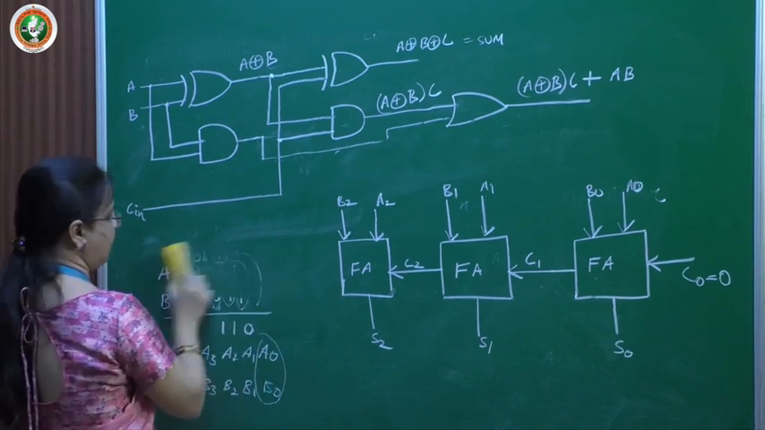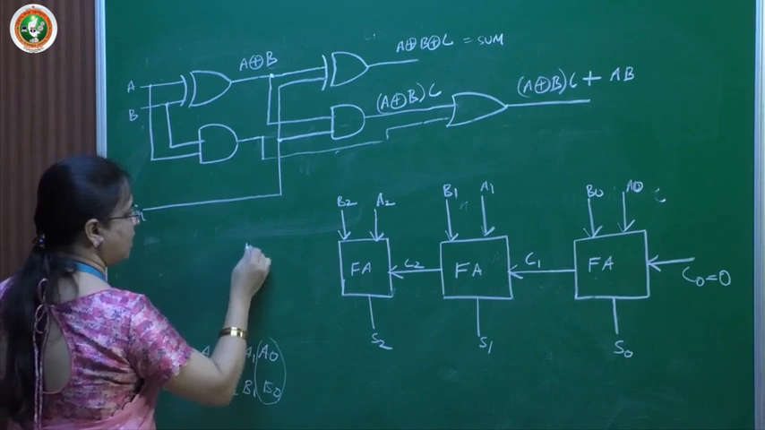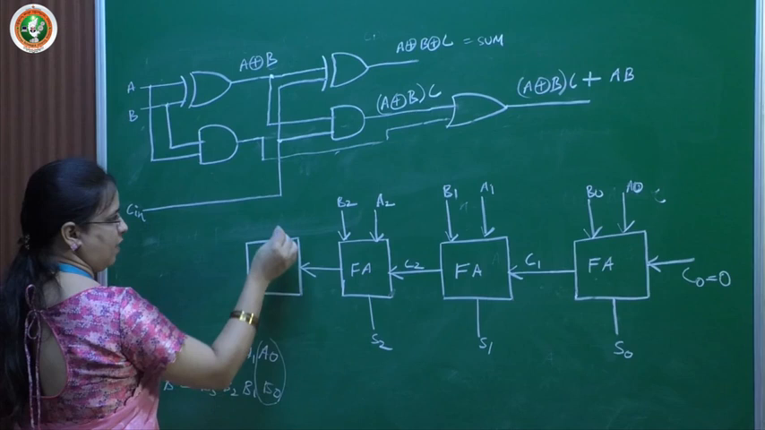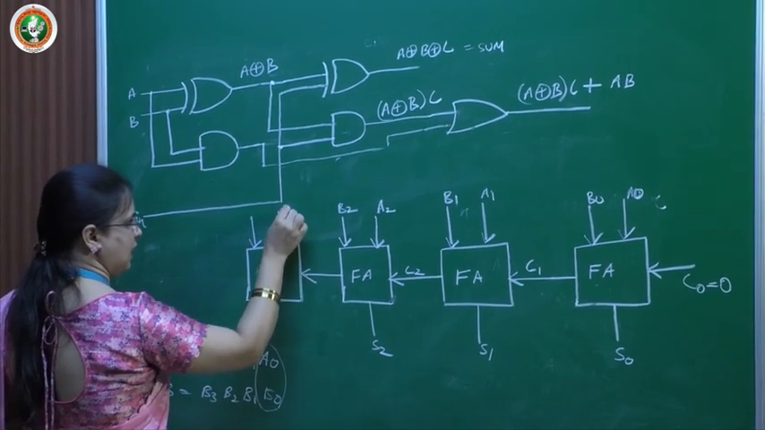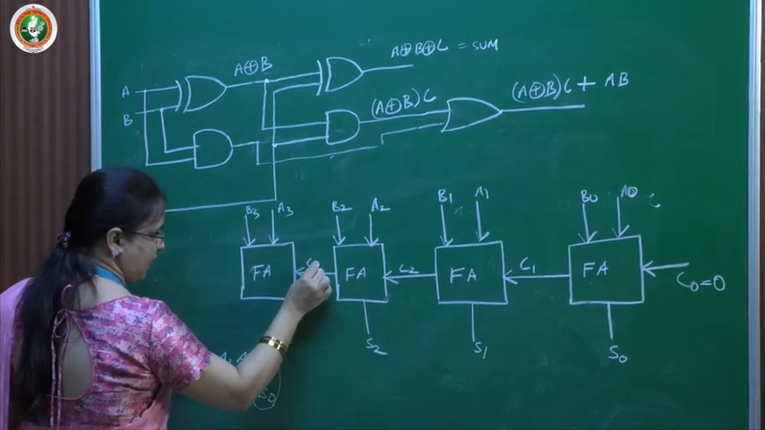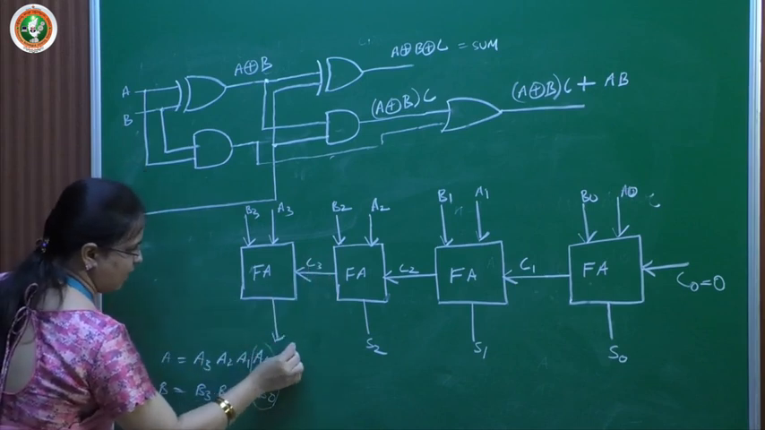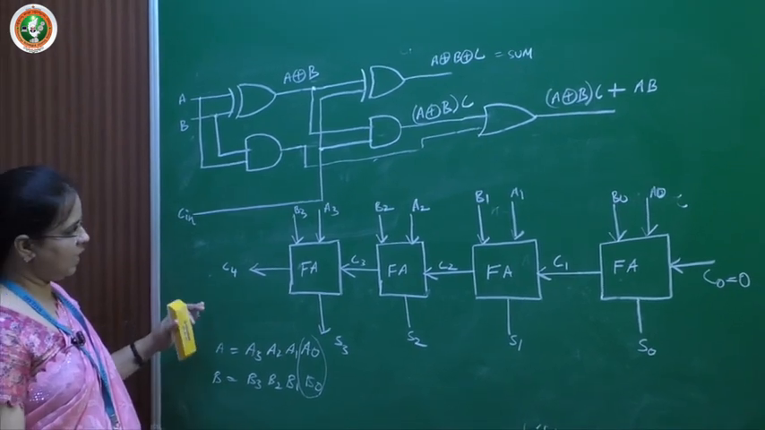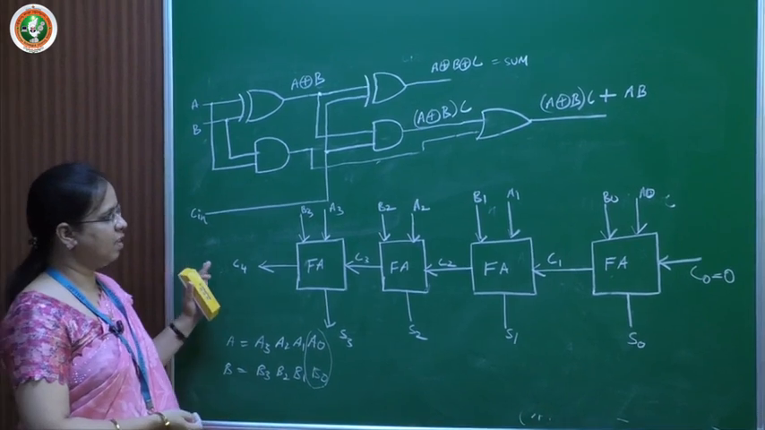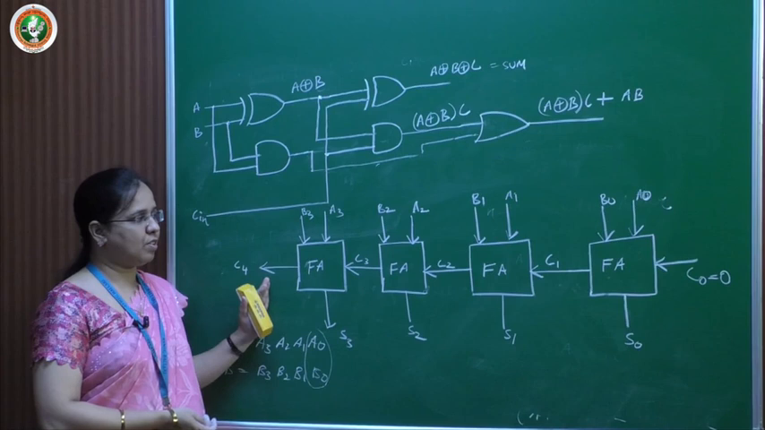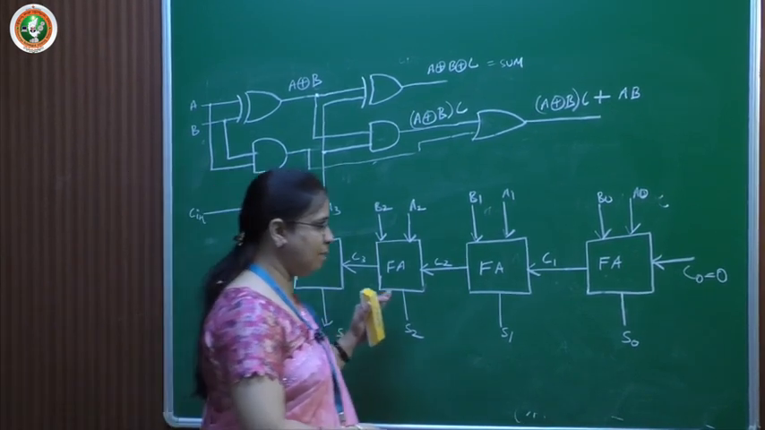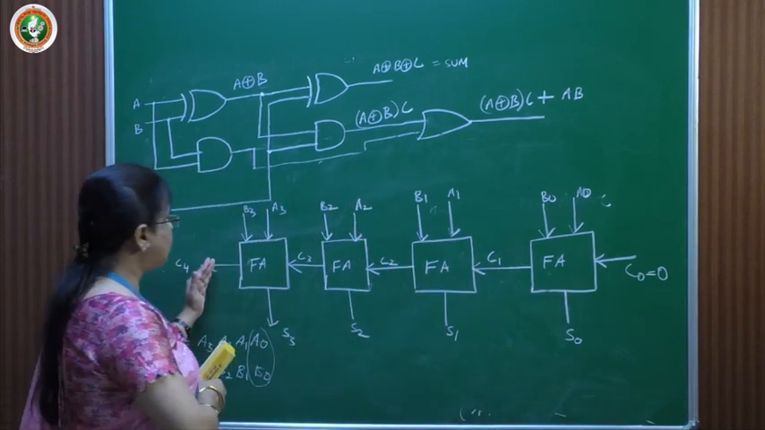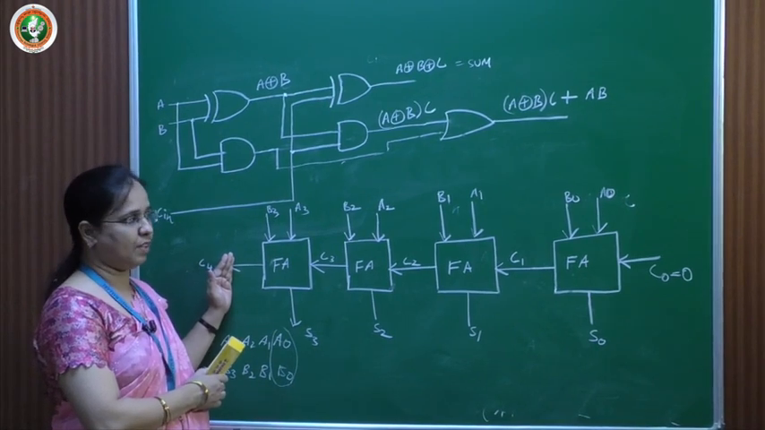In a similar fashion, I take the last full adder. Again, the carry will be generated from the previous level, and the inputs for this full adder are A3 and B3, the carry is C3, the sum generated is S3, and the final carry generated is C4. So you can see the logic diagram for the 4-bit parallel adder. It is also called a ripple adder. The reason is that the carry generated from the first full adder has to move till the last full adder in order to get the final output for our circuit.